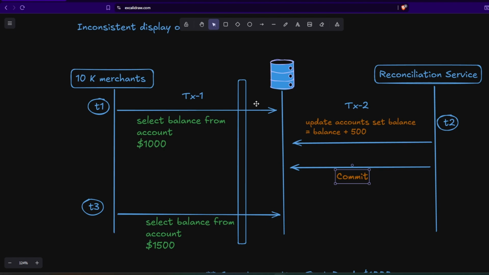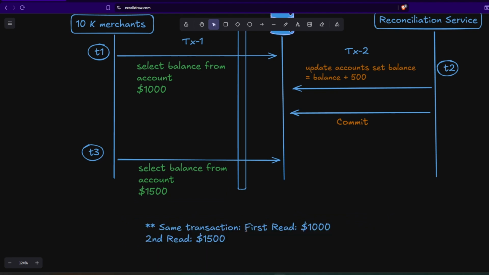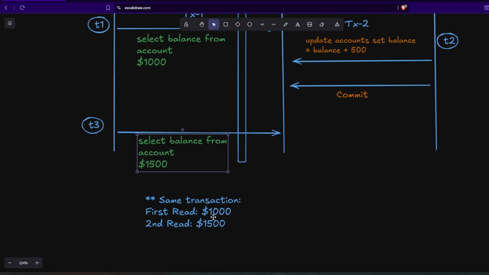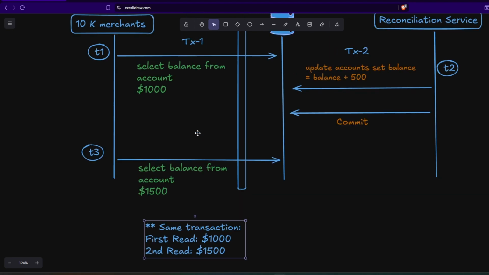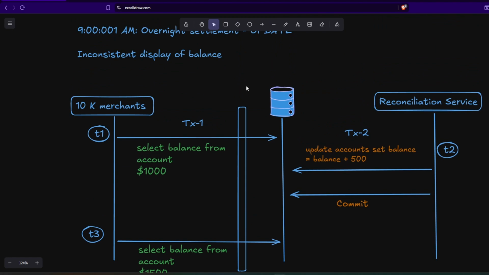But for this longer transaction where these 10K merchants are creating their reports, they see that after 1 second their transaction is returning 1500. So the problem that is happening is, under the same transaction, the first read returns a value of $1000, and the second read returns a value of $1500, with the same SQL query, the same select query. So this is definitely one of the inconsistency problems.